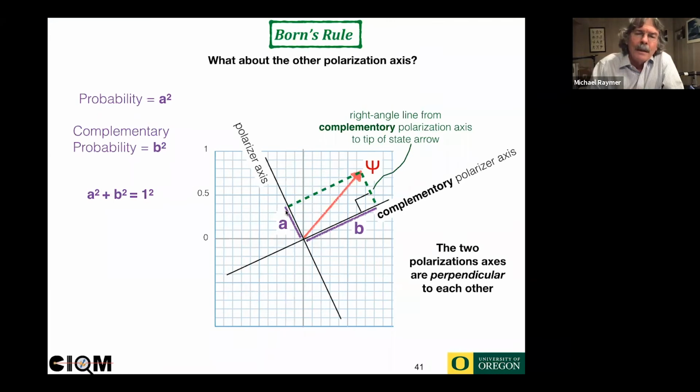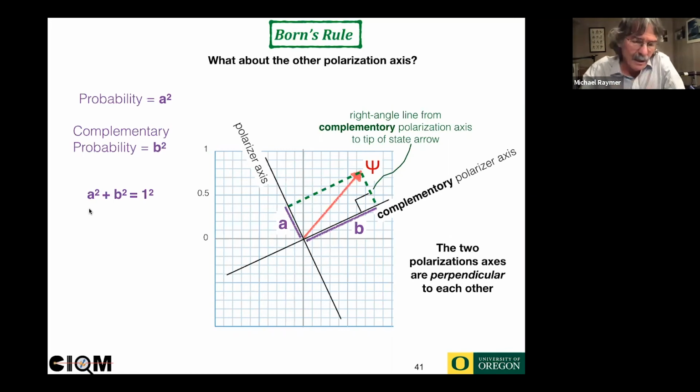Now, if you were to rotate that polarizer by 90 degrees, so it's over here, we call this a complementary polarizer axis. So for example, this one could be D, and this other one could be A. And this photon polarization state could be whatever it wants to be, whatever you prepared it in. So to get the probability that it's detected if it goes through this other polarizer, you project the psi onto that axis at right angle, you measure that distance B, and you square it, and you get that probability. And nicely enough, A squared plus B squared is 1.